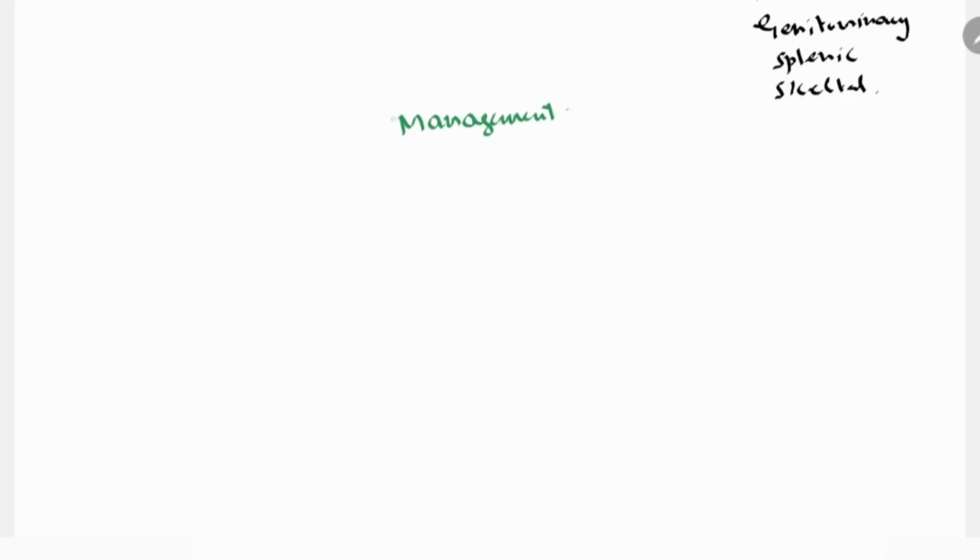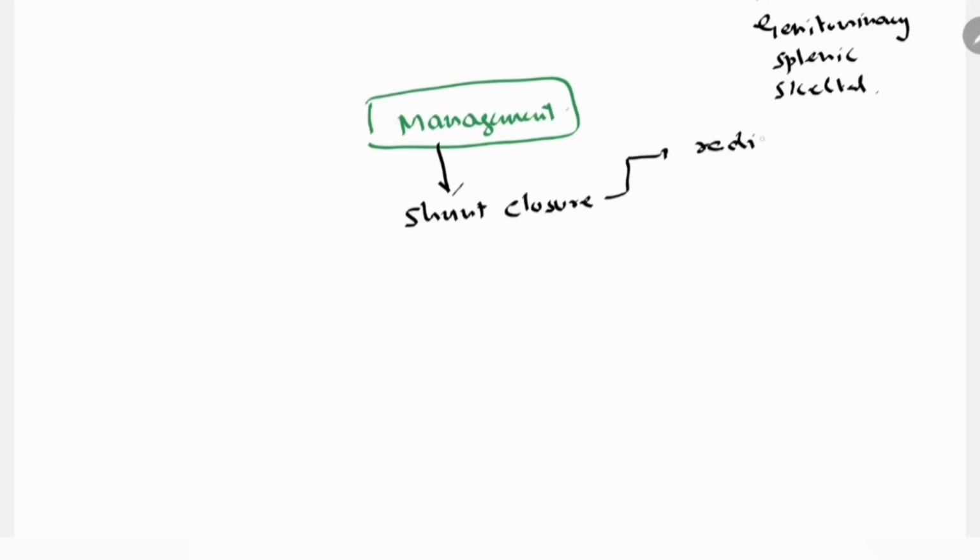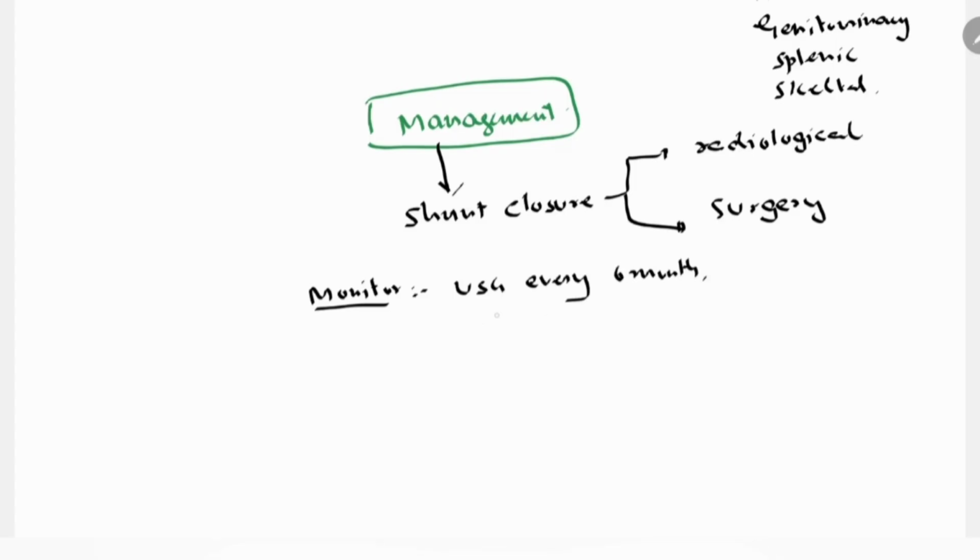Now coming to the management of Abernethy malformation. The management of Abernethy malformation is shunt closure, either by radiological intervention or surgery. What you need to monitor in Abernethy malformation, you need to do ultrasound abdomen every 6 monthly to rule out nodular lesions. You need to do annual SaO2 and ammonia screening.